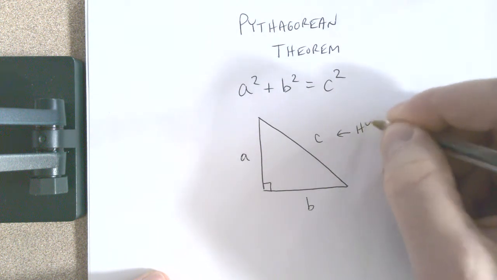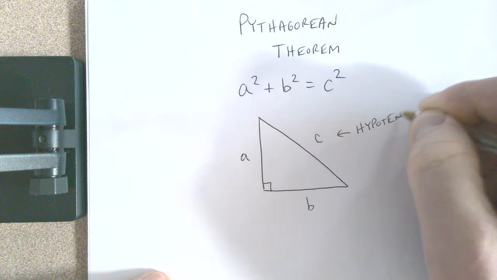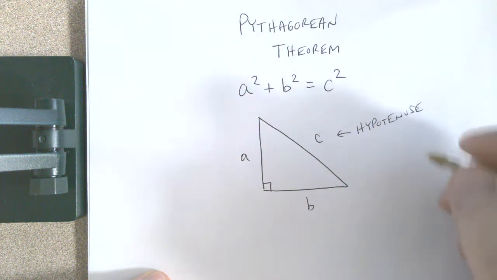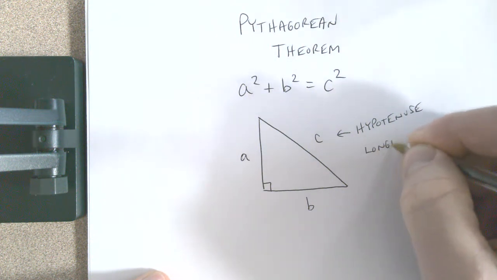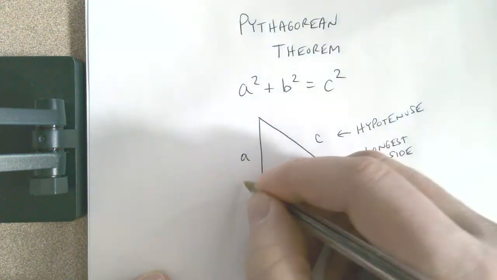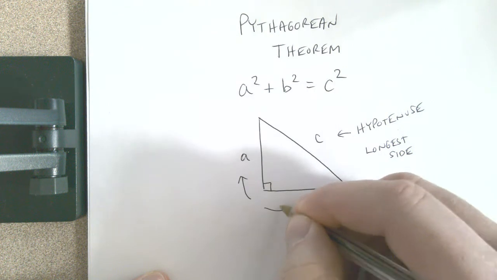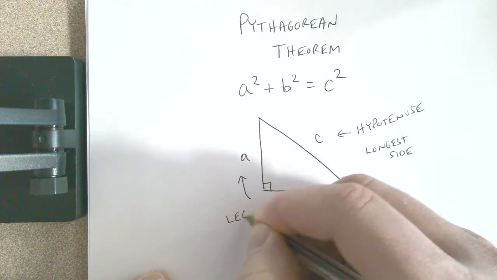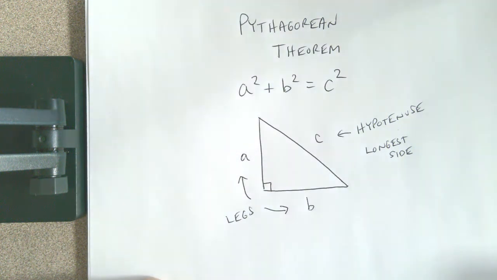So the hypotenuse is always the longest side of the triangle. And then a and b, as we said, represent the legs and form the right angle within the triangle.